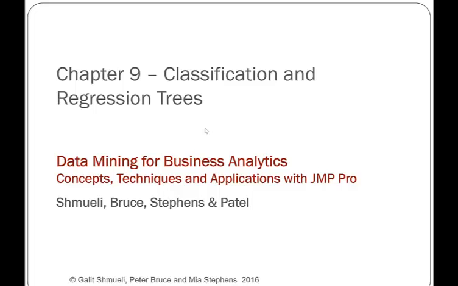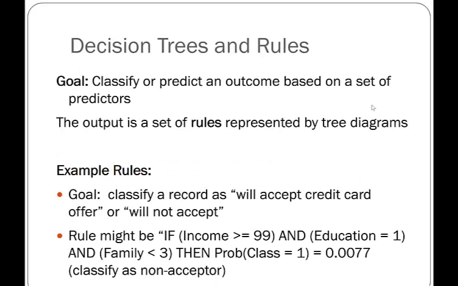The basic idea here is that we're going to come up with some goal that we want to accomplish, for example, classify a record as will accept a credit card or will not accept a credit card, and then come up with a bunch of rules that describe all potential data points. Those rules might say: if income is greater than 99 and education is 1 and family is less than 3, then the probability that someone is going to accept the credit card offer is 0.0077, so we would classify such individuals as a non-acceptor.